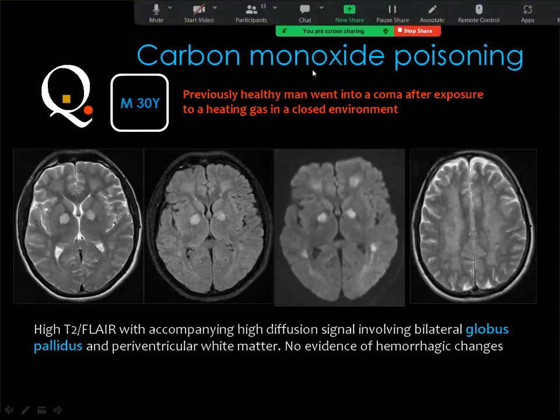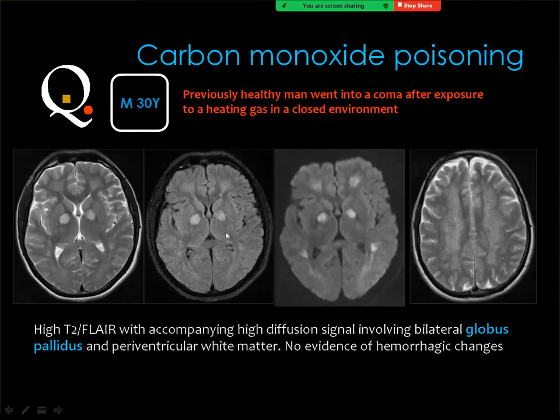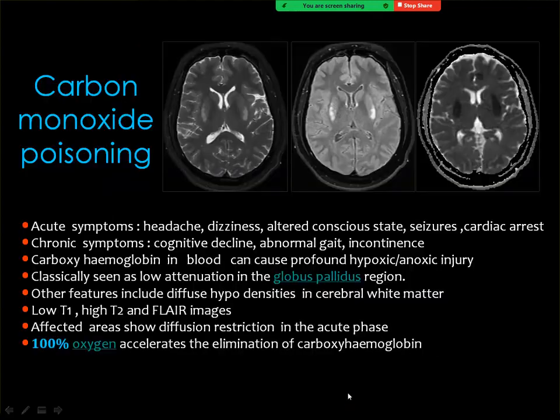And carbon monoxide poisoning is one of the conditions that can cause lesions in the basal ganglia, especially in the globus pallidus areas. And the frequency of basal ganglia lesions has pushed me to make, let's say, a short note about these particular conditions.